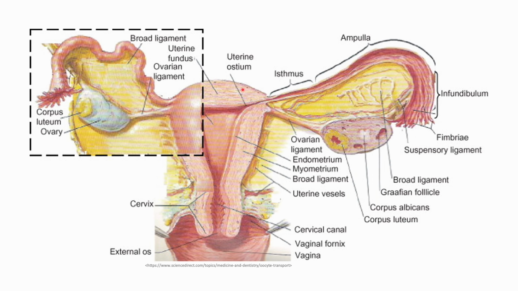Typically, a developing gestation will implant into the uterine fundus or into the endometrium. This can be into the anterior or posterior fundus or endometrium.